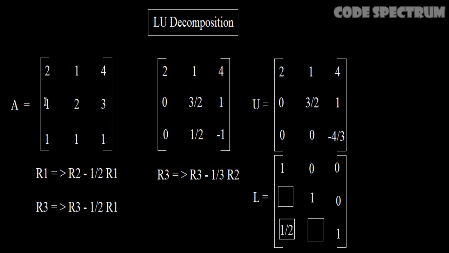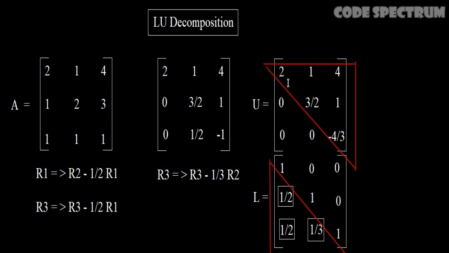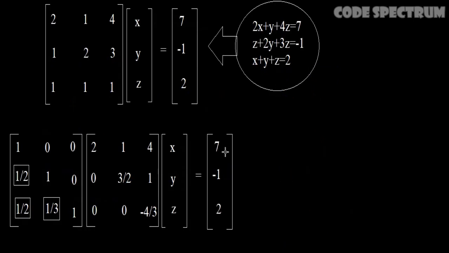Similarly, we have made 0 in this place by using this equation, and we have used this factor half to do this. So let me place this half in this box. And lastly, we have made 0 in this place by using this factor 1 by 3. Neglect this minus sign and place 1 by 3 here. So till now we have decomposed A into 2 matrices, L and U, having 6 plus 3 non-trivial elements in both the matrices.